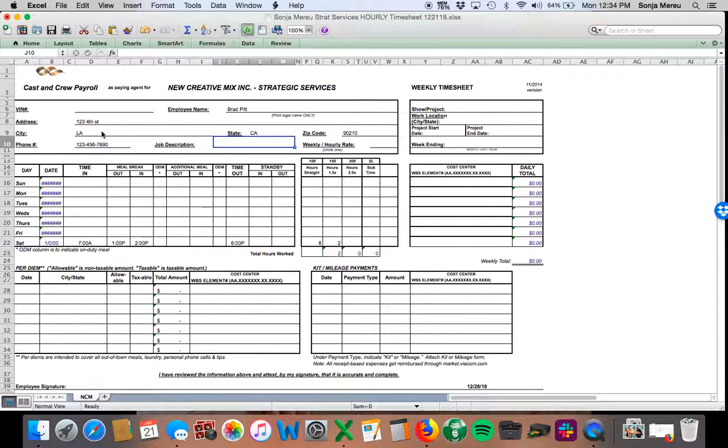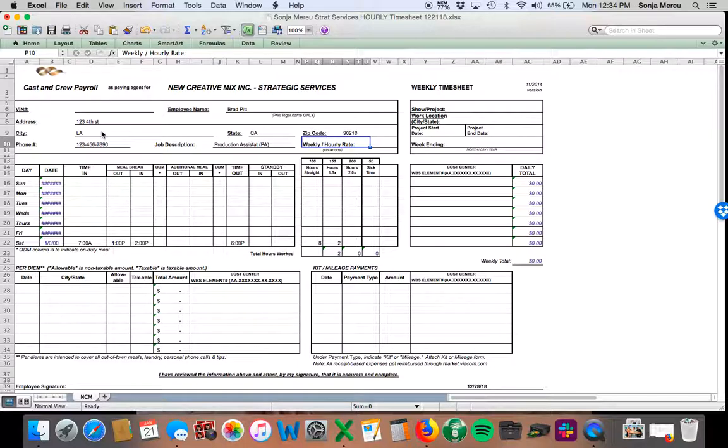So job description, here you'll want to write what your job title is. That could be a production assistant. If you are a production assistant, you want to write the full title, not just PA. So we'll leave that for now.